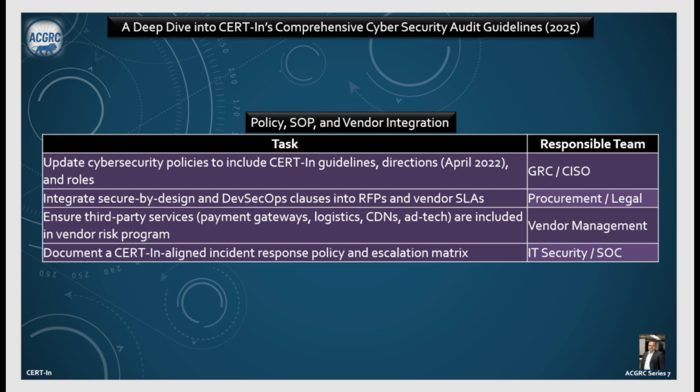Step 3 is to ensure third party services are included in vendor risk programs. This would be led by your vendor management team. Step 4 is to document a CERT-In aligned incident response policy and escalation matrix. This should be driven by your IT security team and your SOC team.